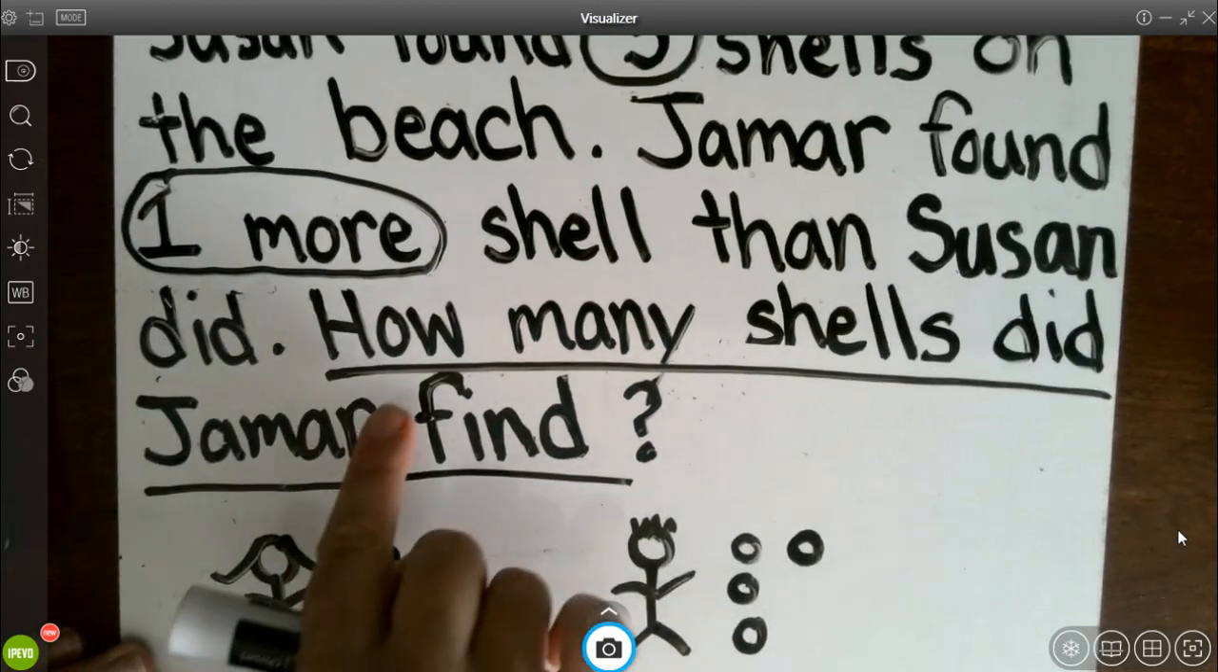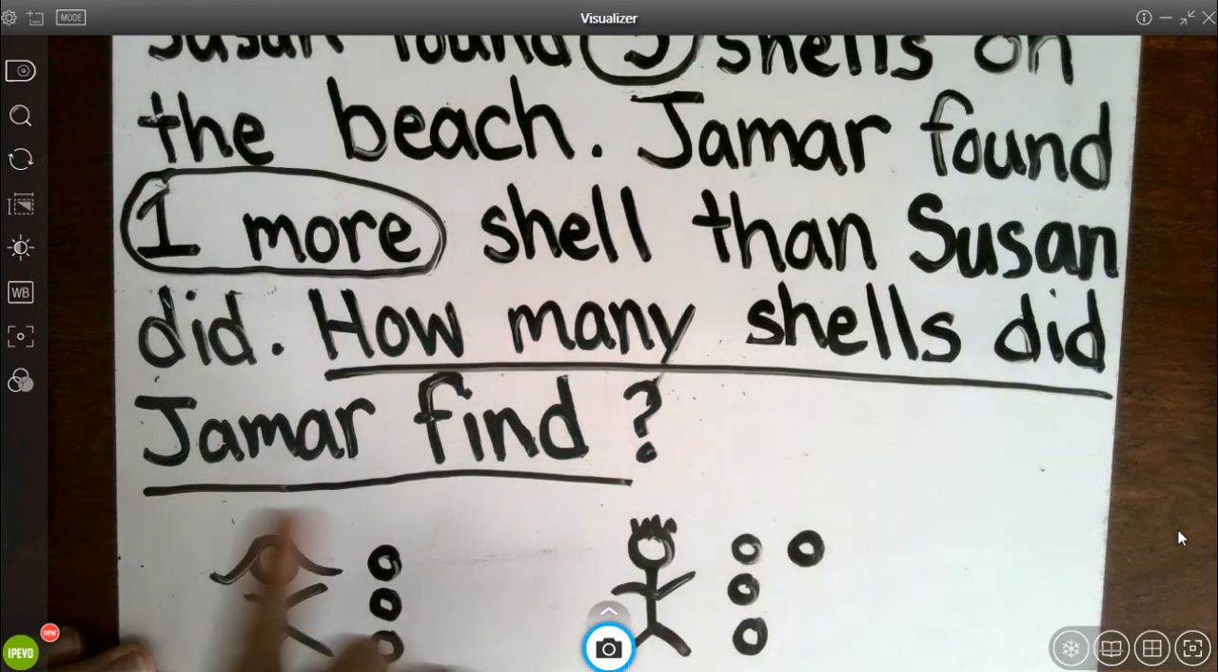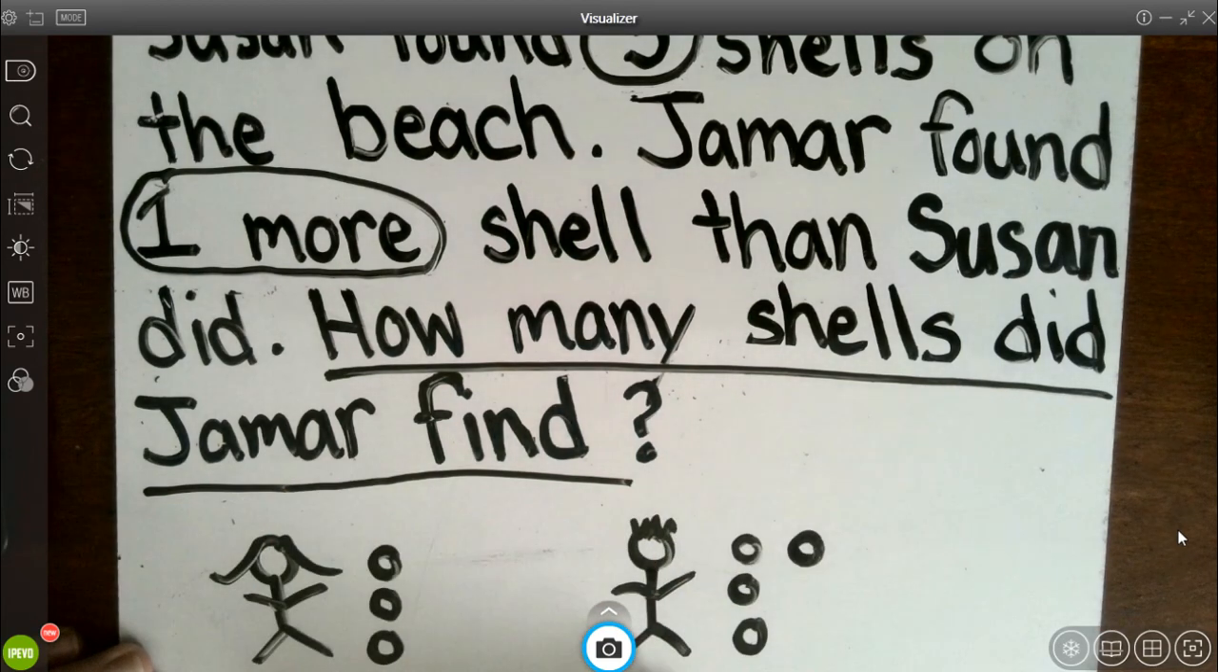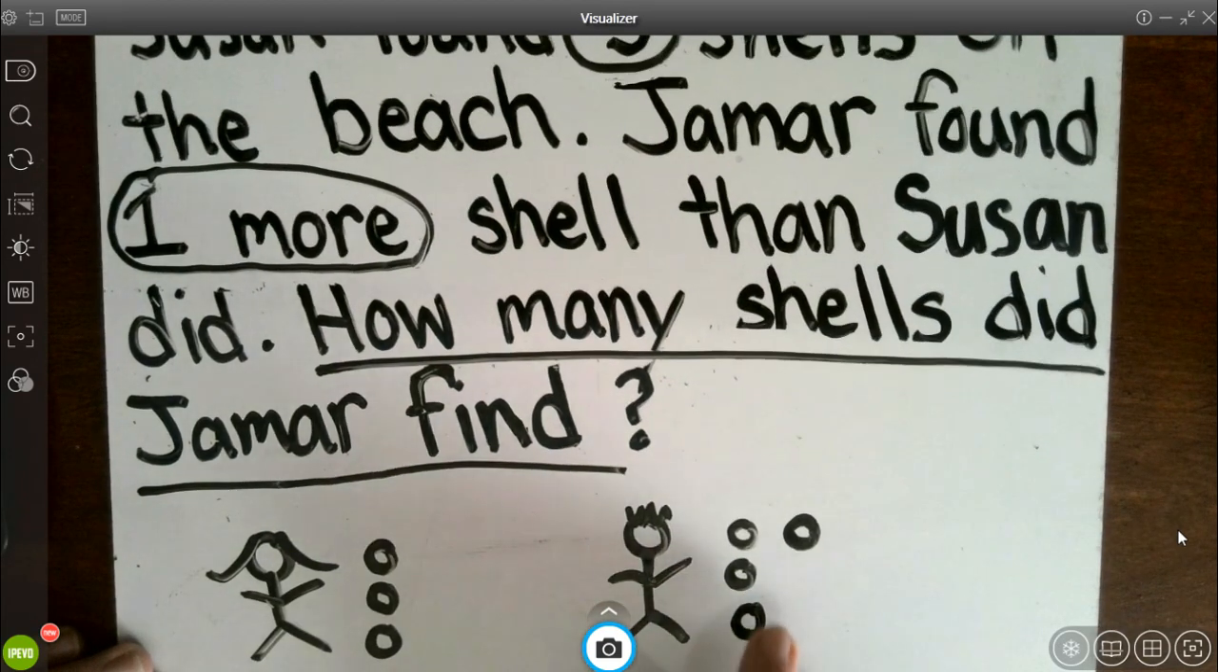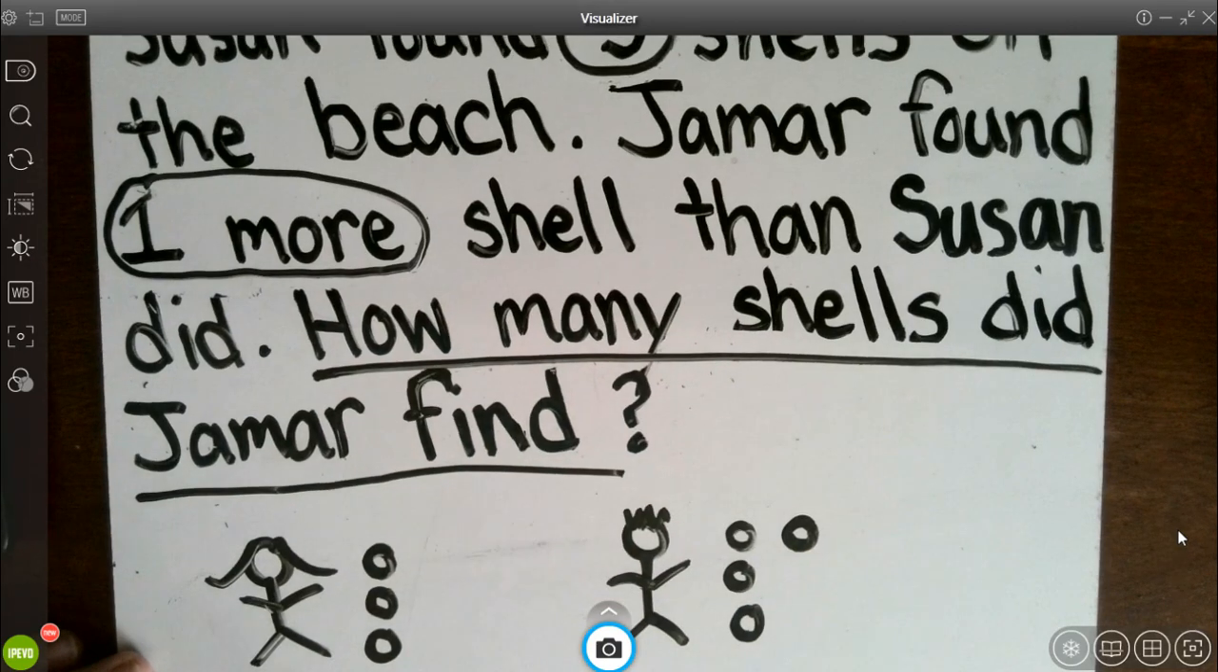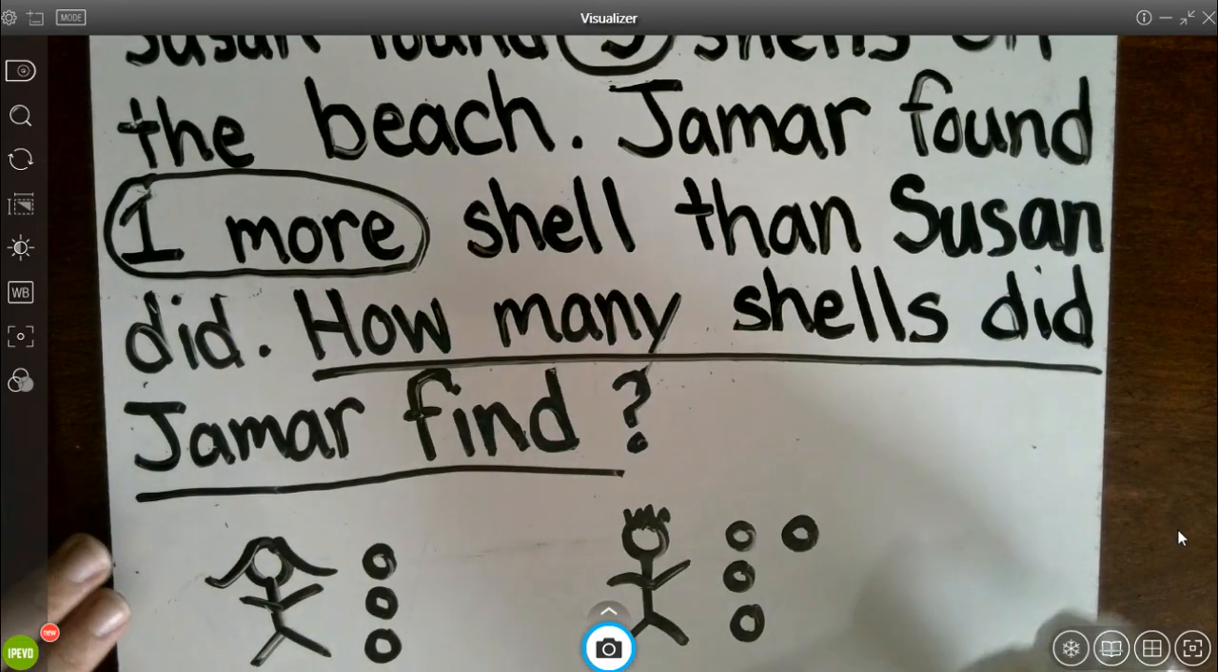So let's go to our question. How many shells did Jamar find? Well, here's Jamar, and we see he has 4 shells. So the answer to the problem is 4 shells. Jamar had 4 shells.